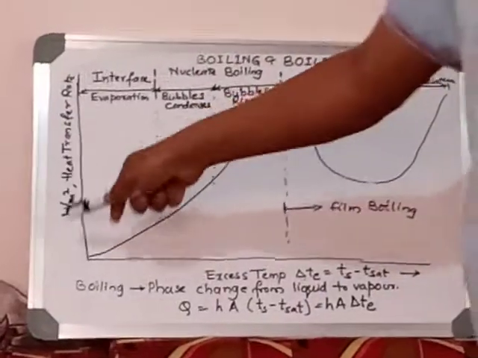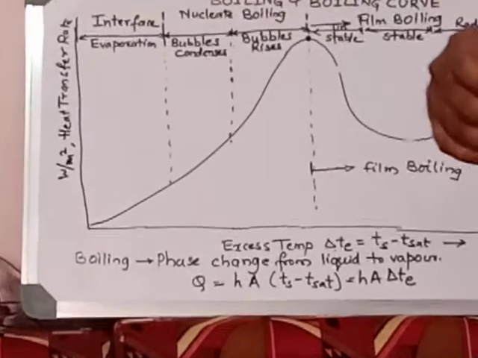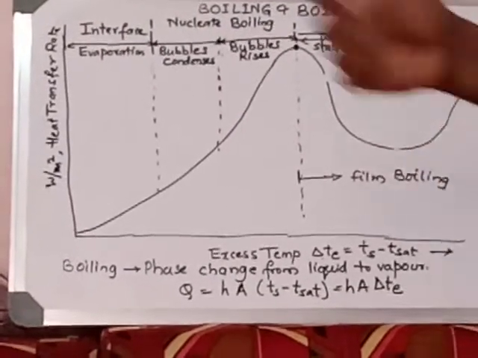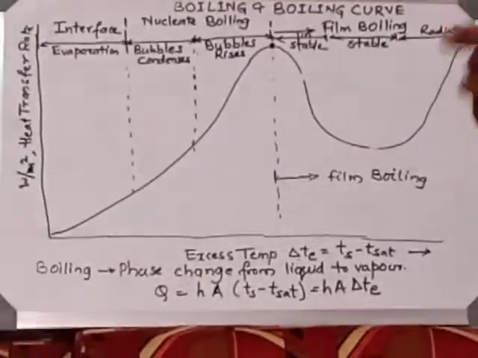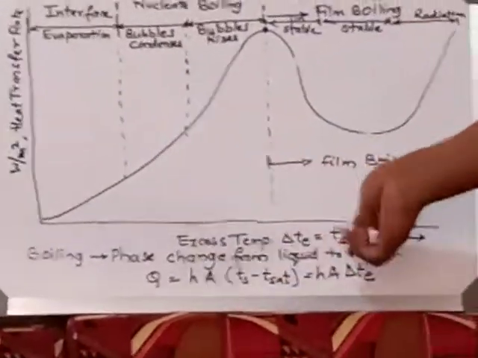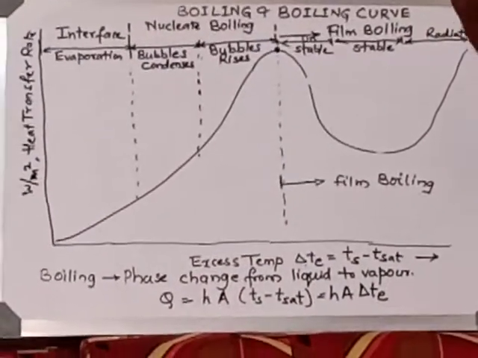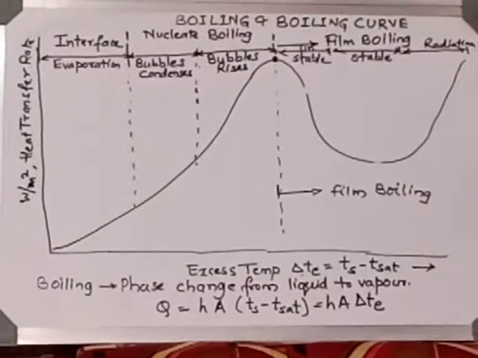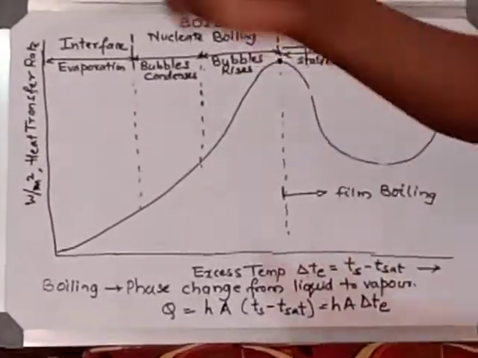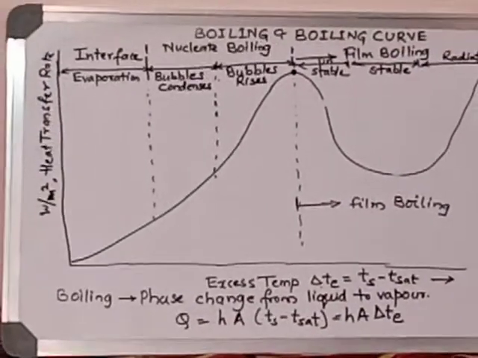On the y-axis we can see the heat transfer rate, that is, how much heat is transferred from the nichrome wire to the water. We have taken water as the liquid. On the x-axis we have the excess temperature, meaning surface temperature minus saturation temperature. That is the excess temperature we have to provide to convert liquid into vapor. So we have the diagram of heat transfer versus excess temperature.